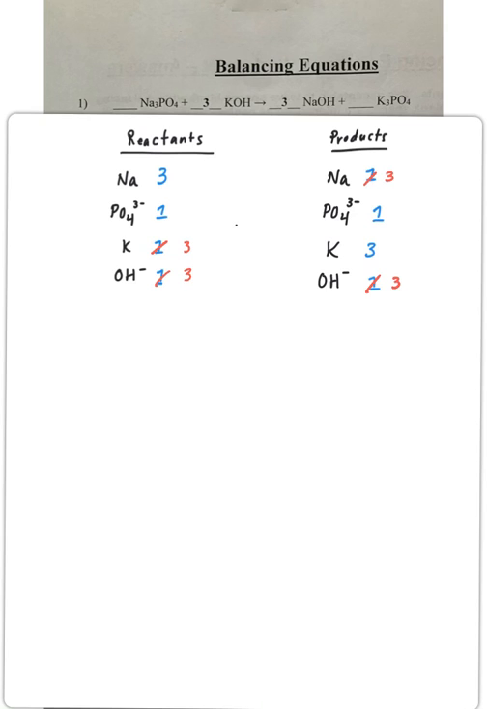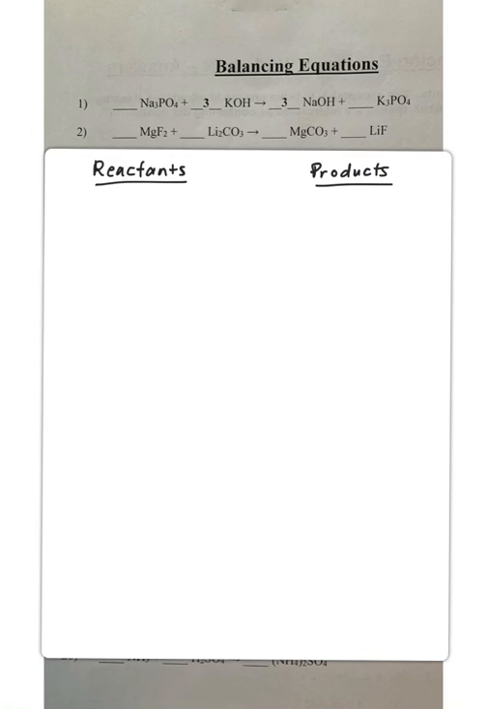Next, let's try a reaction that isn't already balanced. In the reaction of magnesium fluoride plus lithium carbonate to make magnesium carbonate and lithium fluoride, we'll make a list of all of the ions that we've got. We have magnesium, fluoride, lithium, and carbonate. On the product side, we also have magnesium, we also have fluoride, we also have lithium and carbonate.